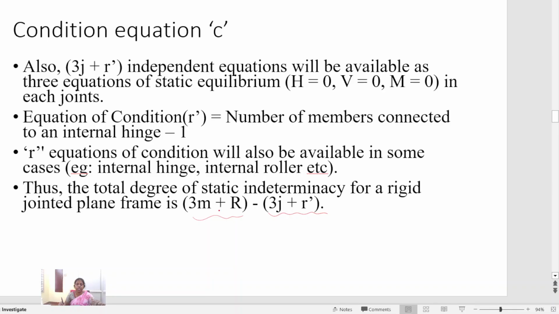Actually, in the previous slide, we accounted 3m as each member has three components.